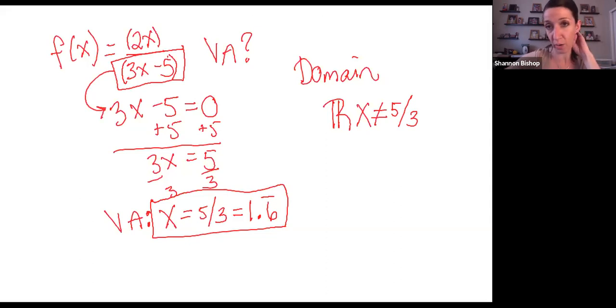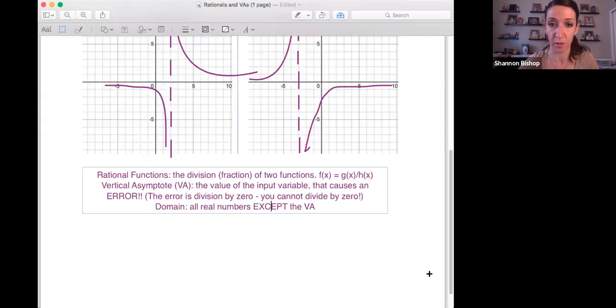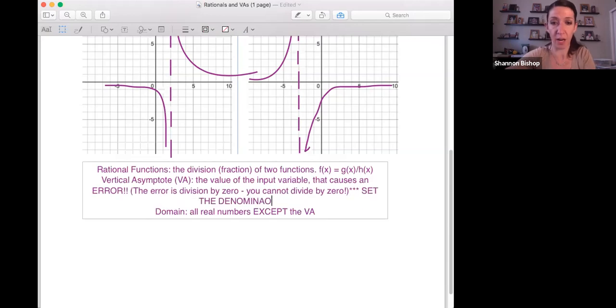So now if we go back to our document, here we go. Okay, so back here, for vertical asymptote, we already wrote down the value of the input that causes an error. So I want you to go back to that little section of your notes and just make a little asterisk that you can set the denominator equal to 0 and solve. Okay, that's how you'll know where that comes from.